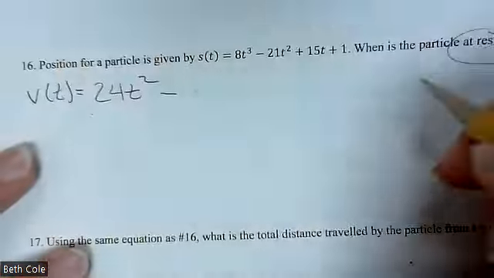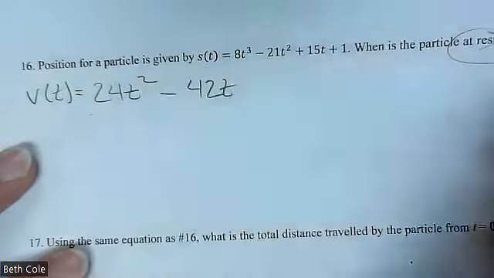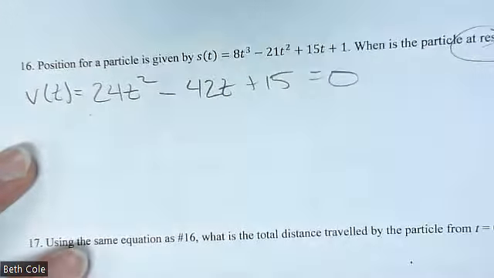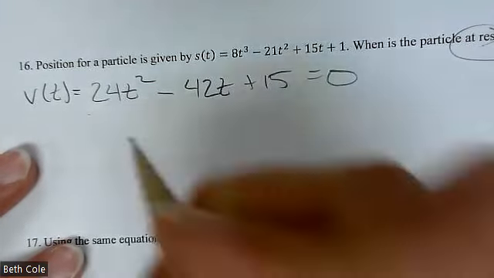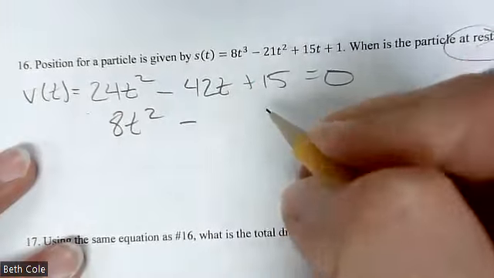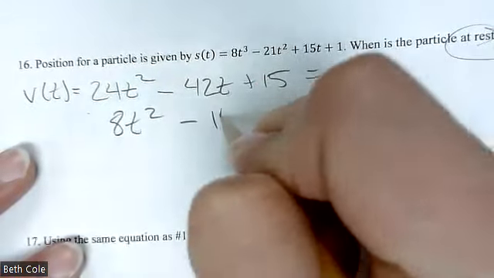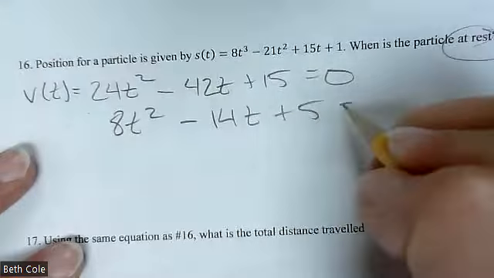Good. Minus 42t plus 15 equals 0. Will those all divide by anything bigger than 3? No, I guess 3 is it. 8t squared minus 14t plus 5.